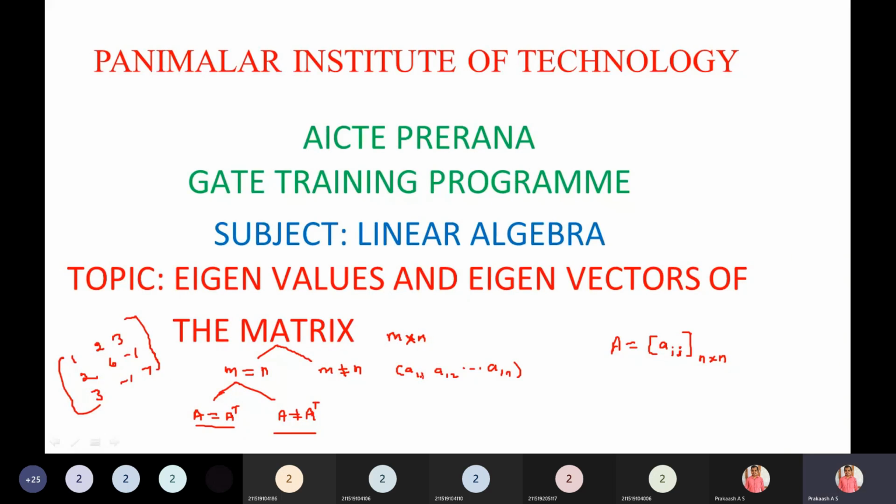It's very important. From that definition, from a row matrix or column matrix only we are getting the eigenvectors. So if we move on to the eigenvalue definition. Do you have any doubts? No, sir.